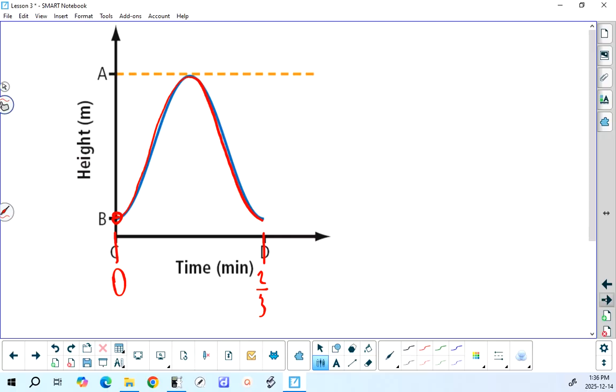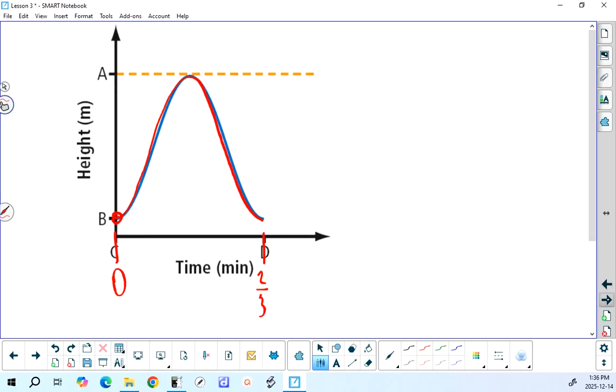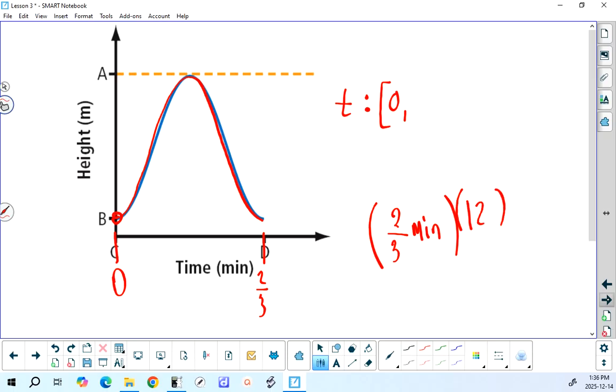What are we asked here? We are asked for the domain and range of one ride. Well, the domain is going to be the time, and it will be from the beginning of the ride up to 12 revolutions. Now, each revolution is 2/3 of a minute. And one ride is 12 revolutions. 12 divided by 3 is 4. 4 times 2 is 8. This is an 8-minute ride. So this is the domain in minutes.